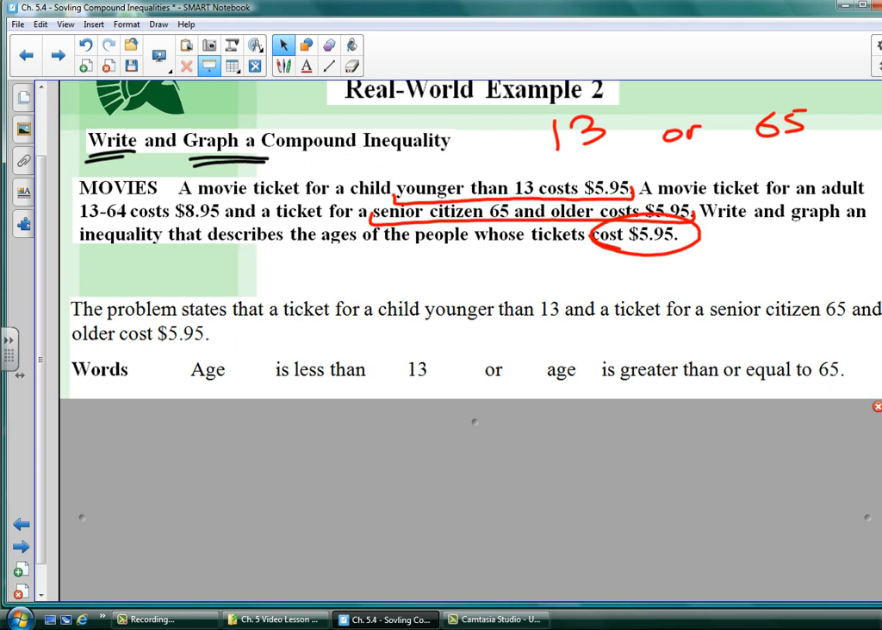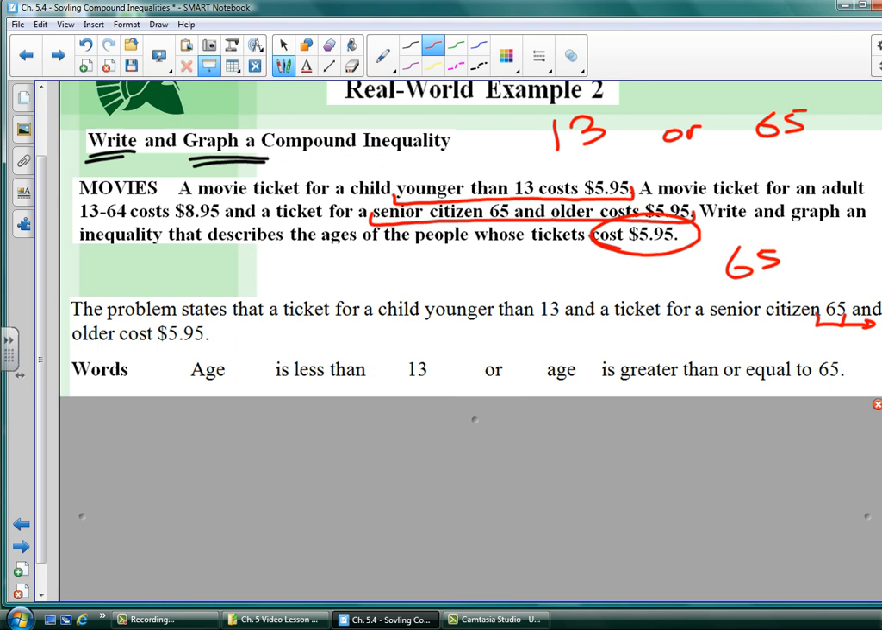The next thing we're going to do is break down what the words mean. Age is less than 13, or age is greater than or equal to 65. Please notice that. A senior citizen starts at 65 and then bigger. 65 or greater than 65. Greater than or equal to 65. So it's both. So that's why this says greater than or equal to. So in order to be a senior citizen, you have to be at least 65.